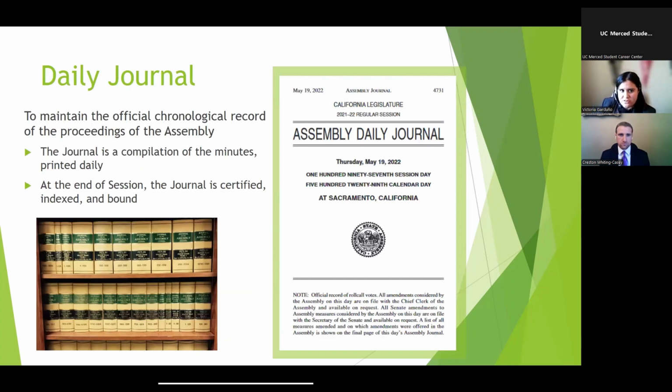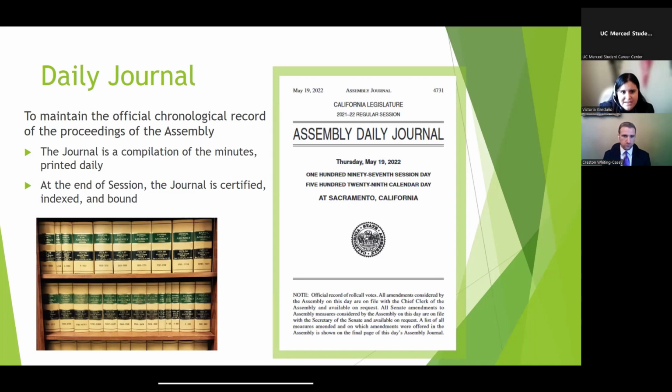Onto the daily journal. The journal team maintains the official chronological record for the proceedings of the assembly. So if you are in a club, perhaps there's someone in a role of secretary, and perhaps they take the minutes for the meeting, and then they distribute those minutes to all the other club members so that you know what happened on what day. That's what our journal team does, but they do it for the entire assembly. So they are taking the minutes during floor session to see who voted on what bill, who spoke for which bill, and what talking points were said.